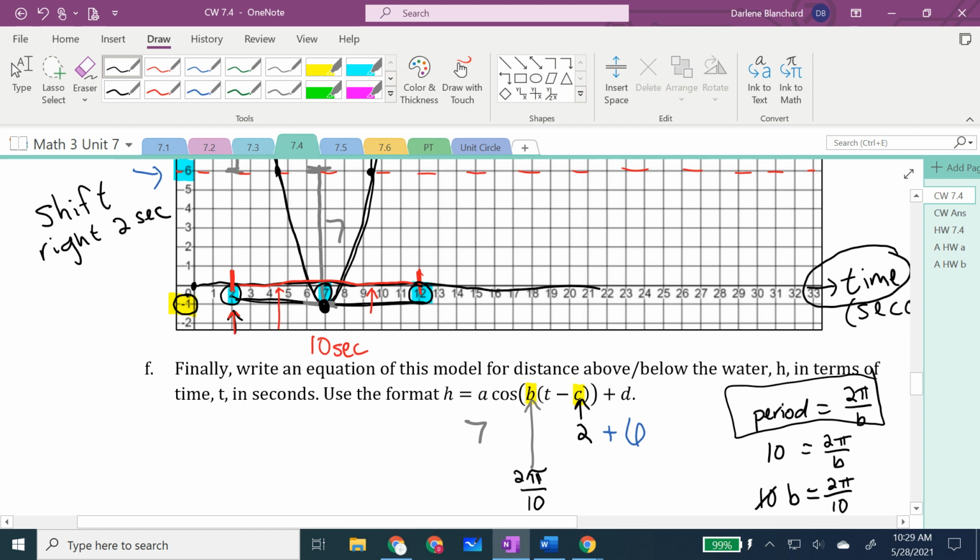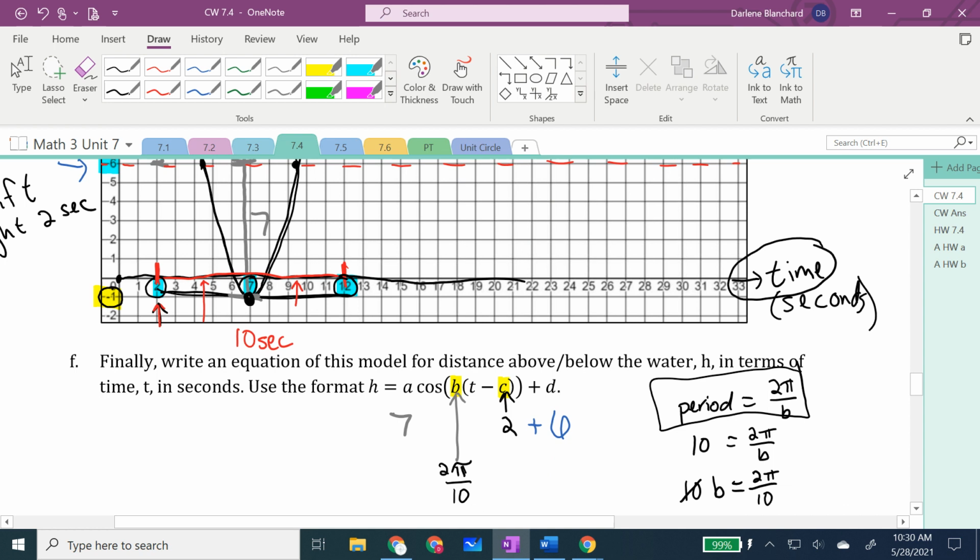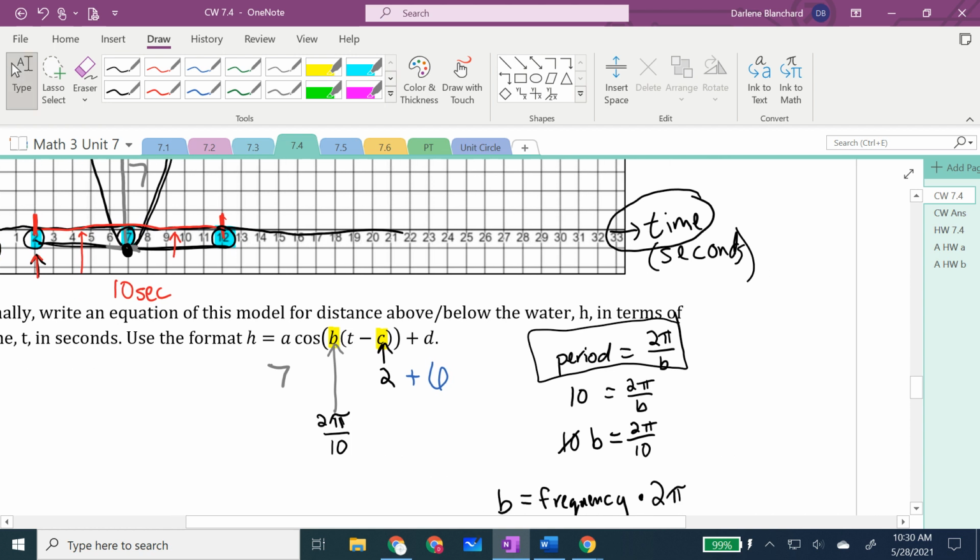And then let me say again that for the period of the graph, you found that the period was 10 seconds. If I want to find what I'm multiplying my input variable by, I need to look at what do I need to divide a normal period length of 2 pi by to get that period?